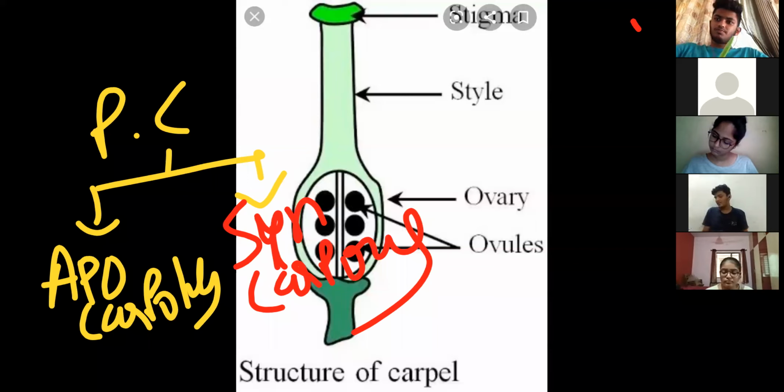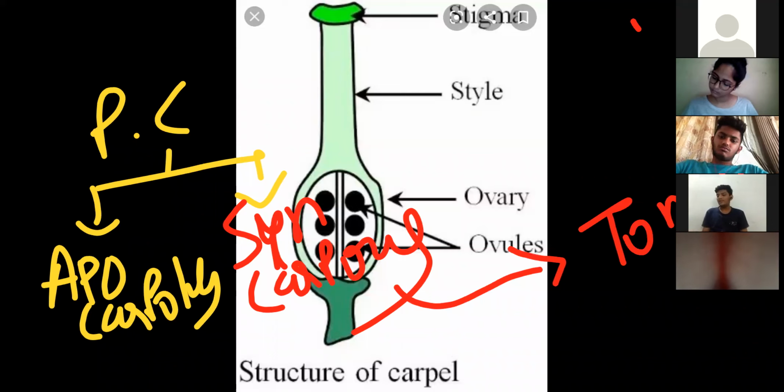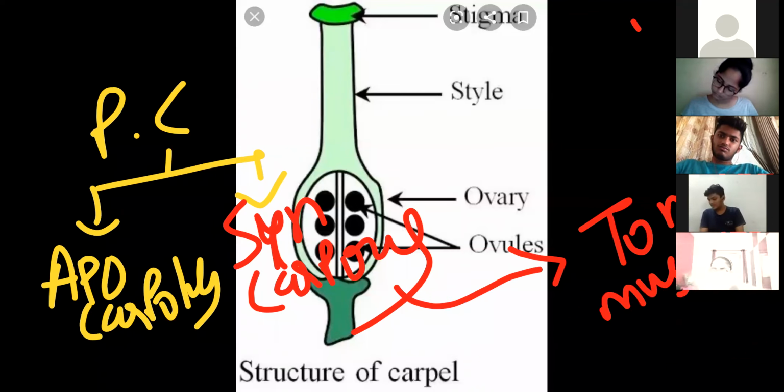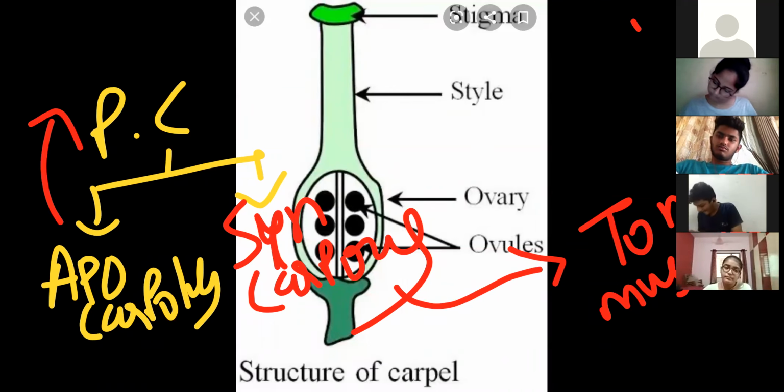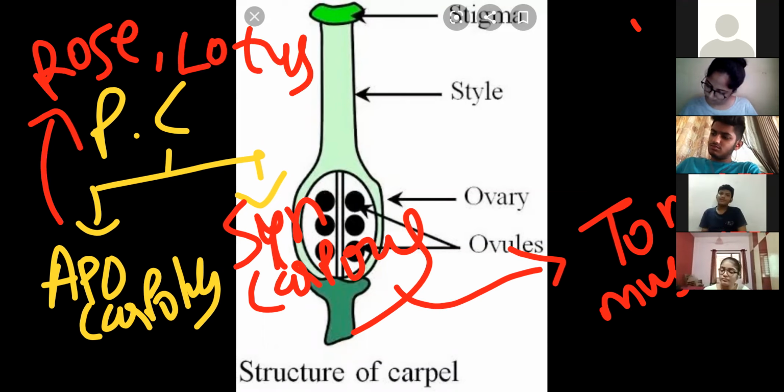Remember, syncarpous. Just now we have discussed the tomato example. One example is tomato. Second is mustard. Right? Apocarpous examples are rose and lotus. If we take a section of the ovary part of rose and lotus, then we can understand this. Rose and lotus.